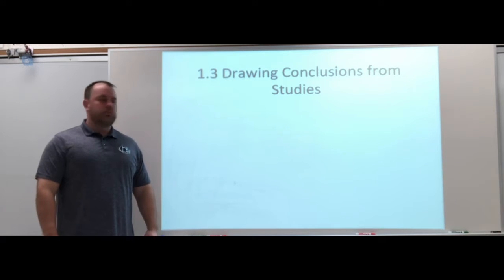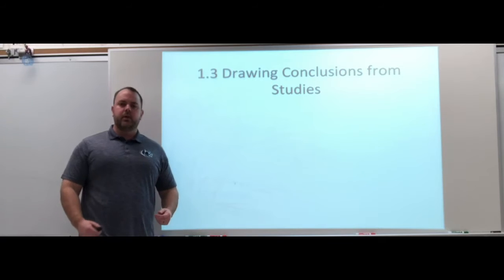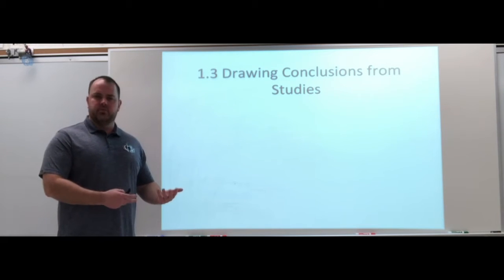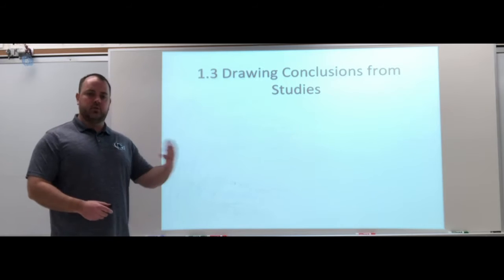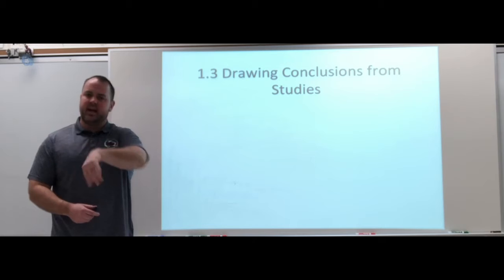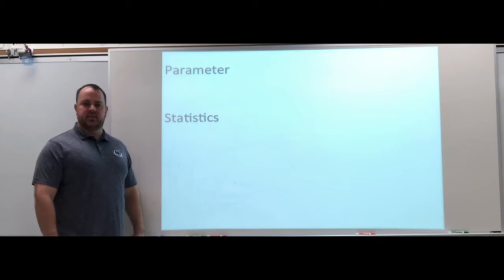Okay, for the second part of 1.3, we're still looking at how to draw conclusions from our study. And so I'll be looking at a couple more terms and some of the number terms that we're going to be using when we're looking at values. So we can say, okay, this value is about our sample. This value is an estimate of our population. Okay, and the first thing we're going to look at is parameter and statistic.